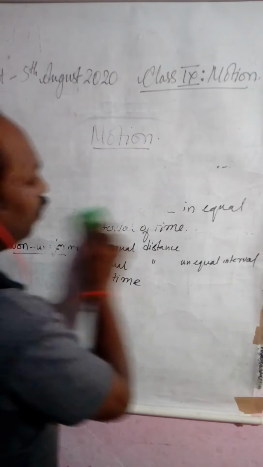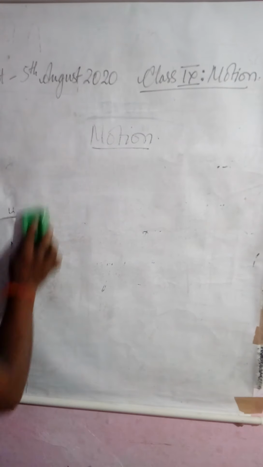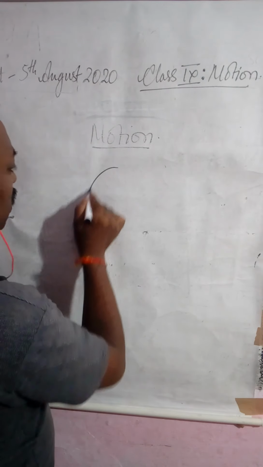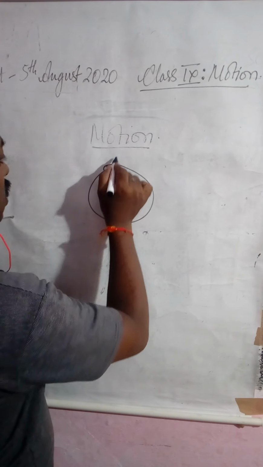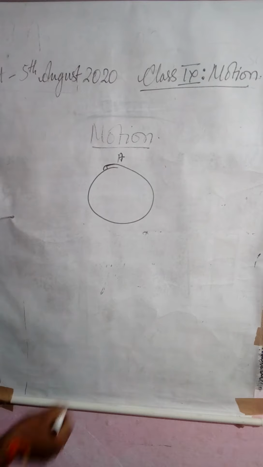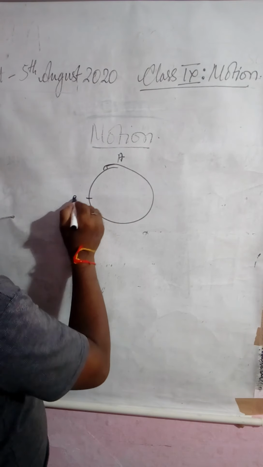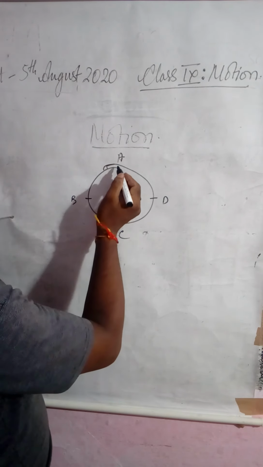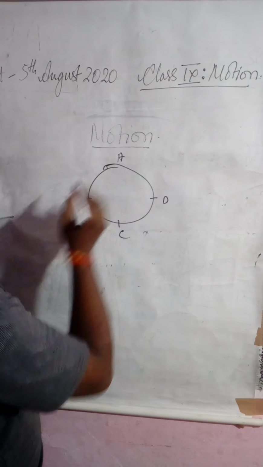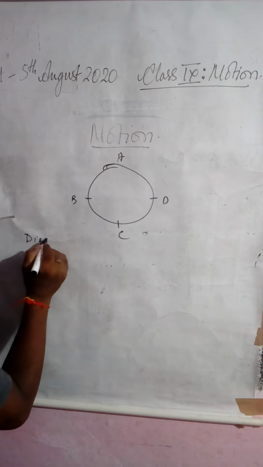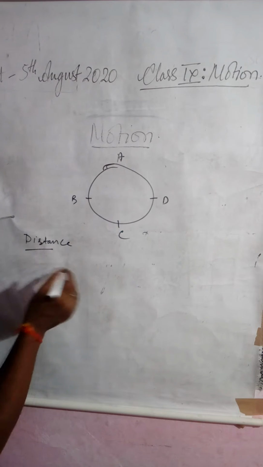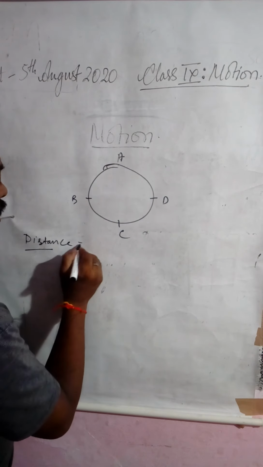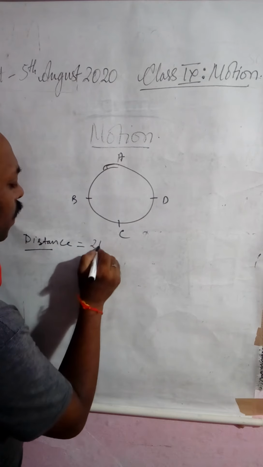In a circular path or in a circle, what is the meaning of speed and displacement? Suppose this is a circular path. Suppose at A, an object starts moving. It starts from here, it comes to B, then it goes to C, then it goes to D. Now the distance covered, if an object starts from A, comes to B, B to C, C to D, and finally to A, will be the circumference of the circle, that is 2 pi r.